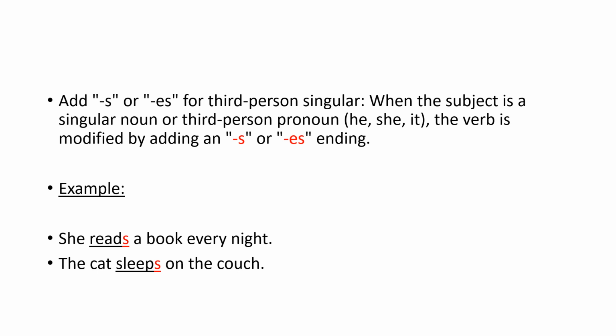In the simple present tense, when the subject is a singular noun or a third person pronoun, he, she, it, the verb is modified by adding an s or es ending. For instance, she reads a book every night and the cat sleeps on the couch show how verbs are adjusted to match third person singular subjects. This rule ensures subject-verb agreement in the simple present tense.